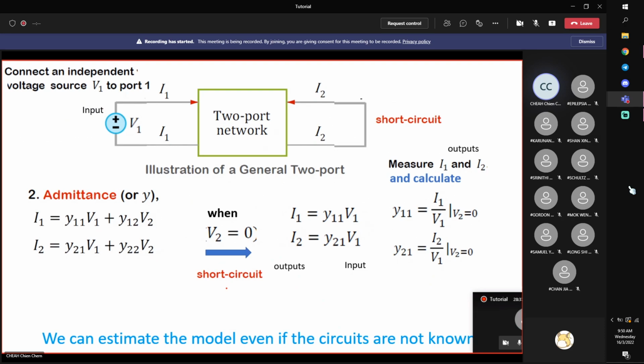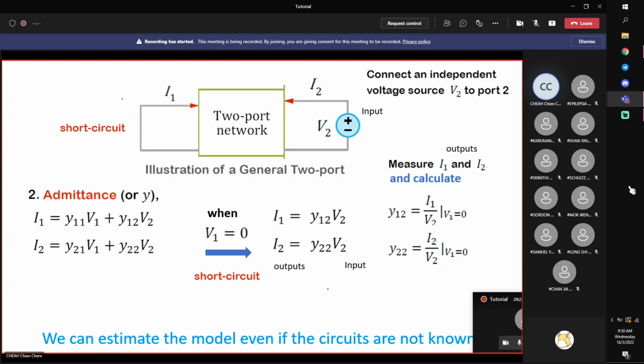How do you make V2 equal to 0? Short. Short where? Port 2. Short port 2. Port 2 short circuit means that you have no resistance. V is equal to IR, R equal to 0 means that voltage is equal to 0. With V2 equal to 0, then inject a known voltage now, because your input is a voltage. Say 1 volt. Measure I1, I2 using an ammeter. Then use that to calculate Y11, Y21.